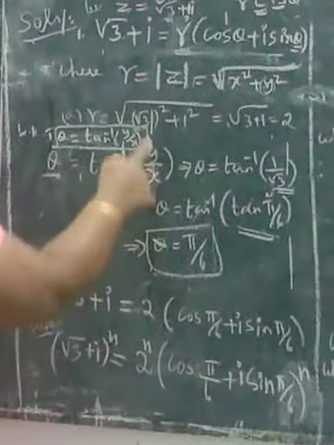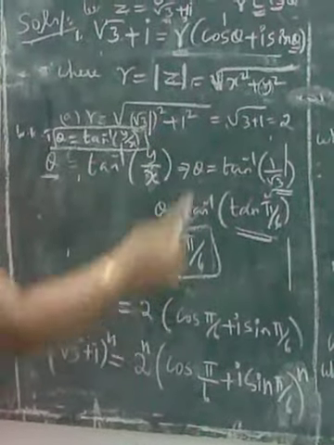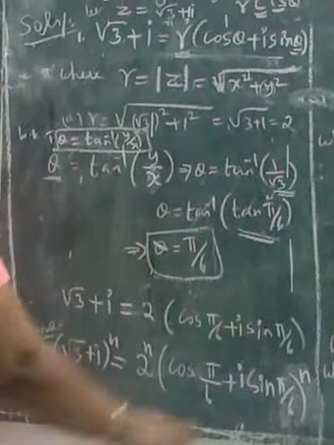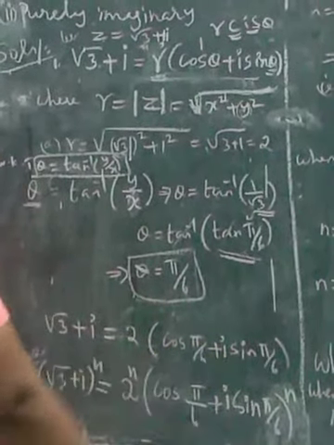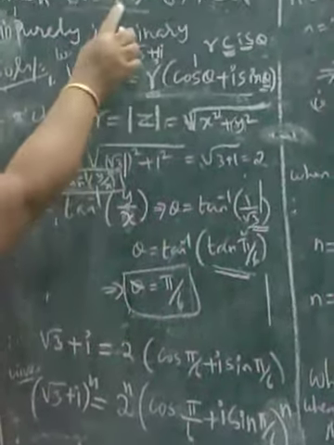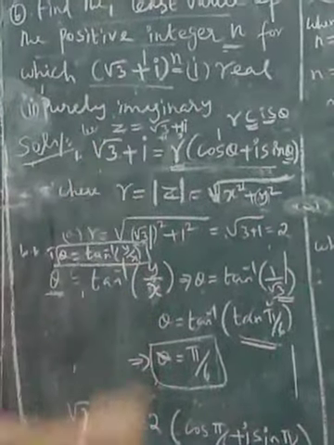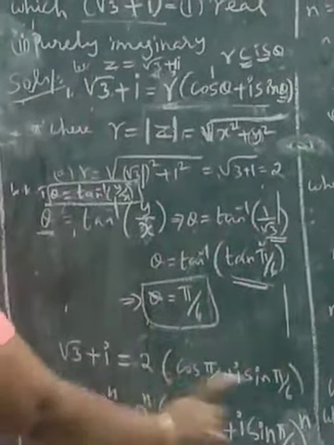Now you substitute this value 2 here. So r value 2 and theta value pi by 6. So root 3 plus i is equal to 2 into (cos pi by 6 plus i sin pi by 6). But what is given here? Root 3 plus i the whole power n. So raising power n on both sides.